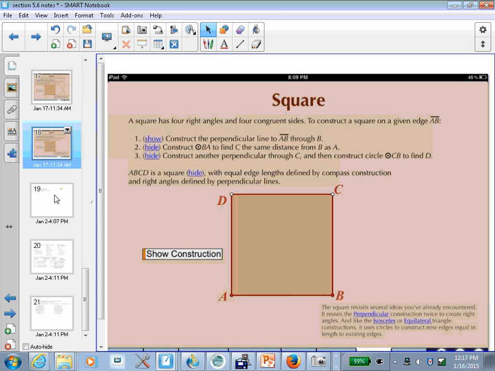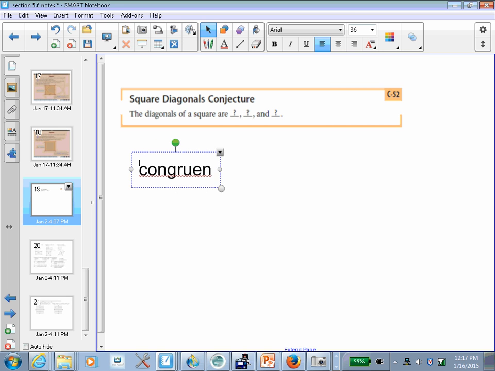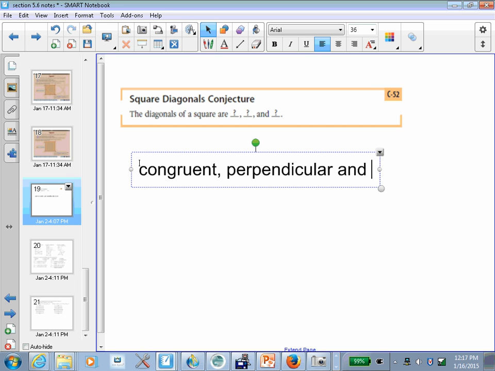And then we're going to write a conjecture. And here it is. The square diagonals conjecture. The diagonals of a square are congruent, perpendicular, and they bisect each other.